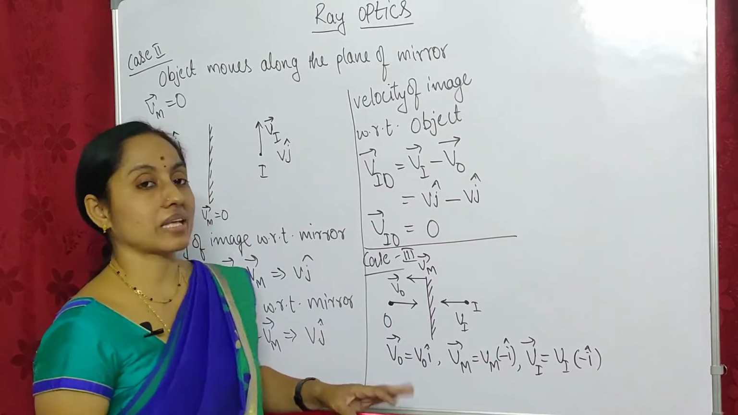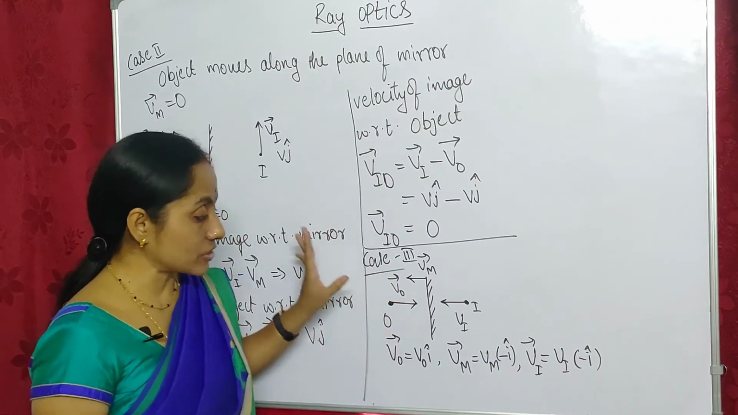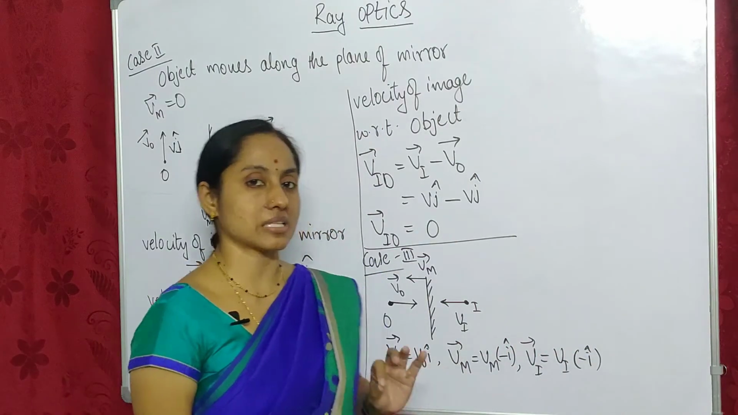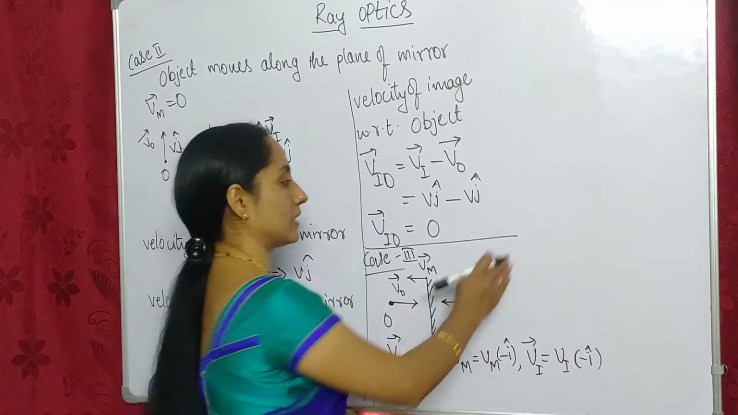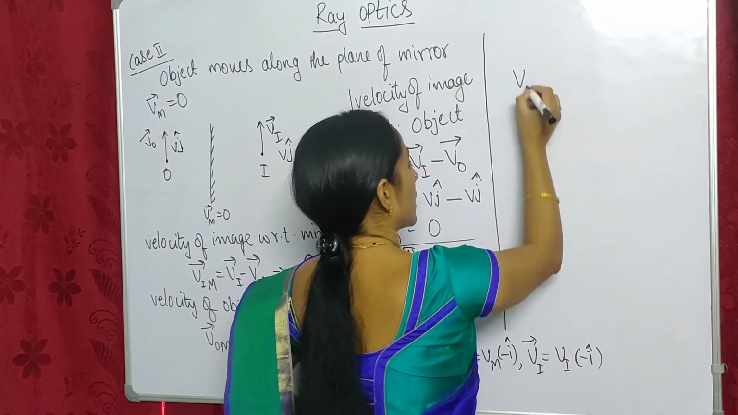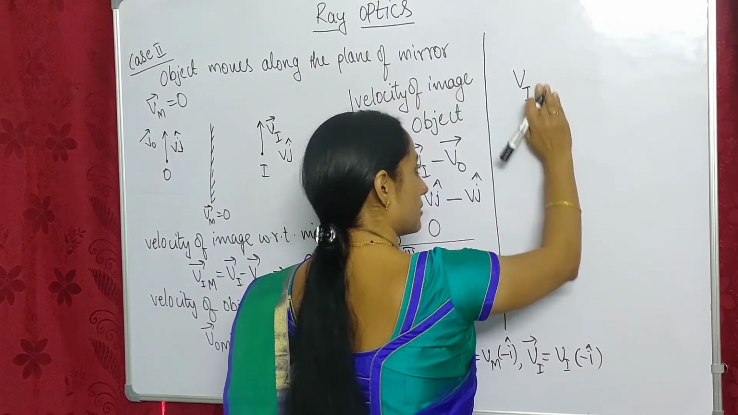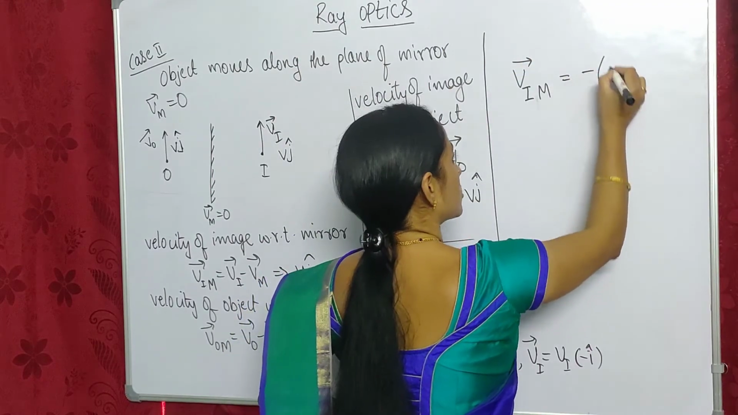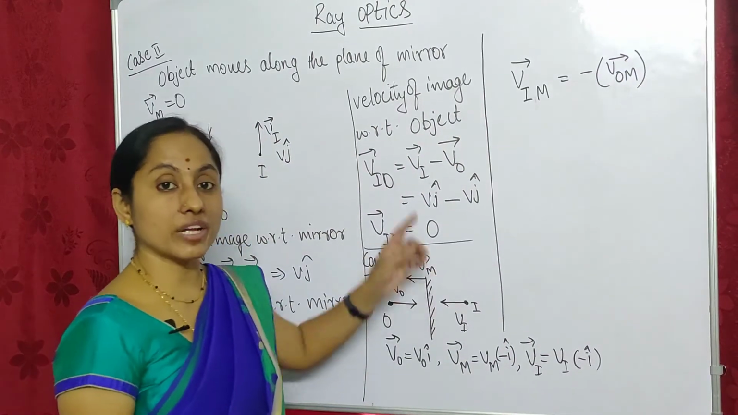So please remember that whenever you are solving problems on velocity of image, first write it down direction wise, in i cap, j cap. Then it will help you a lot. The logic we take here is what we already proved in case 1: the velocity of image with respect to mirror, Vi bar minus Vm bar, is equal to minus of the velocity of object with respect to mirror. This part we already proved in case 1.